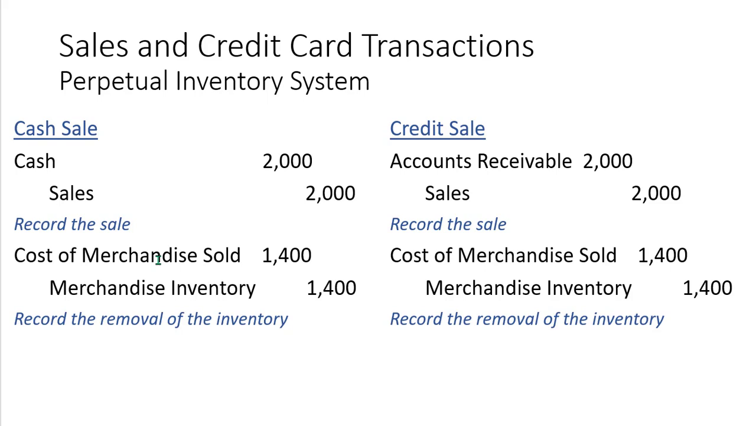So the cost of goods sold is $1,400. So we'll debit cost of goods sold on the income statement, or cost of merchandise sold, and credit merchandise inventory. So what is left on the income statement then is sales of $2,000, less cost of goods sold of $1,400, gross profit of $600. On a credit sale, same thing. We've got sales of $2,000, cost of merchandise sold is $1,400, so gross profit would be $600.